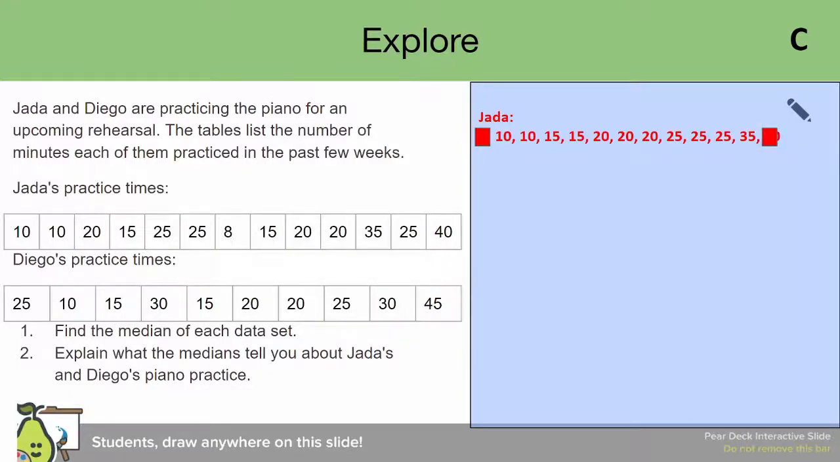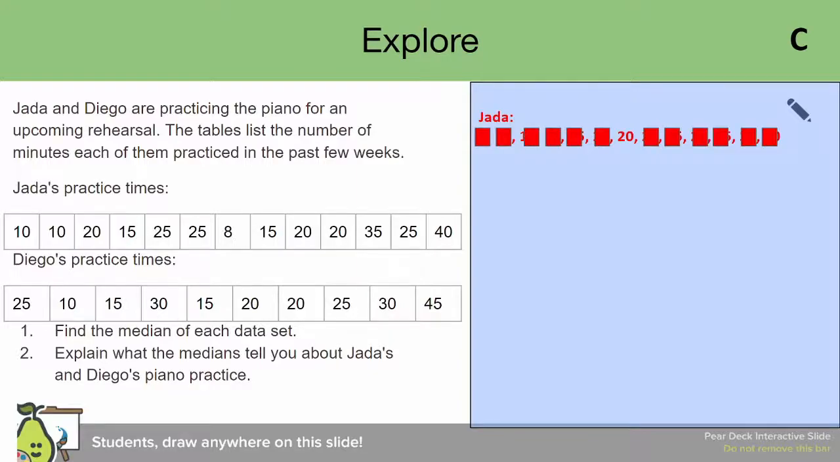And so we're going to continue to cover up numbers until we work to the middle, and we're going to take 1 from each side. Here we go. 10, 35, 10, 25, 15, 25, 15, 25, 20, 20.